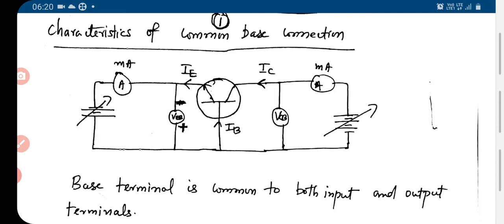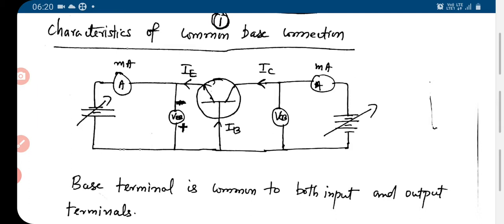and these graphs are known as the characteristics of a transistor. So characteristics of a transistor give us the relationships between different voltages and currents when a transistor is used in a circuit.